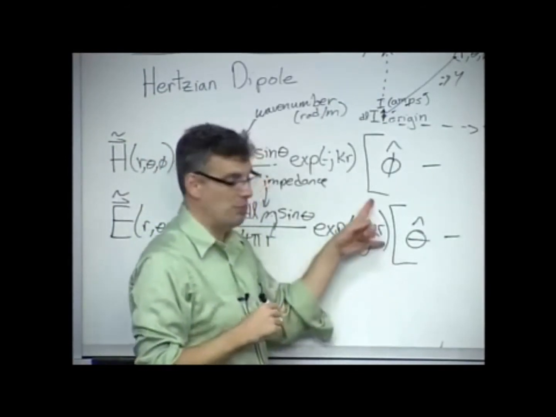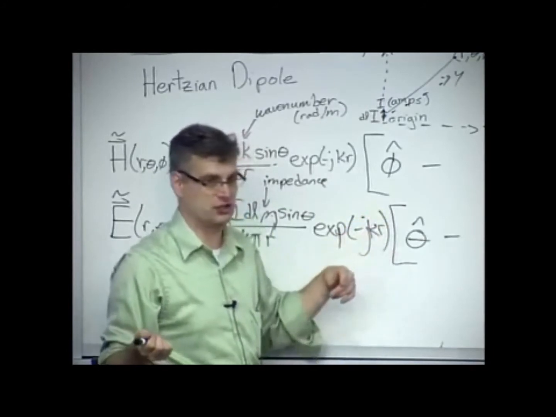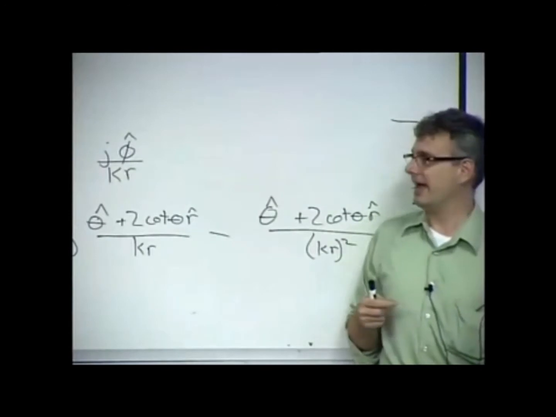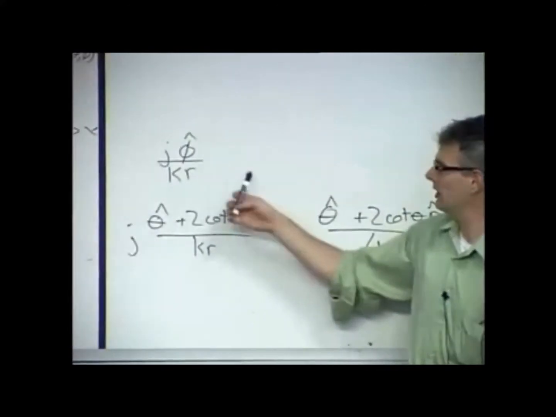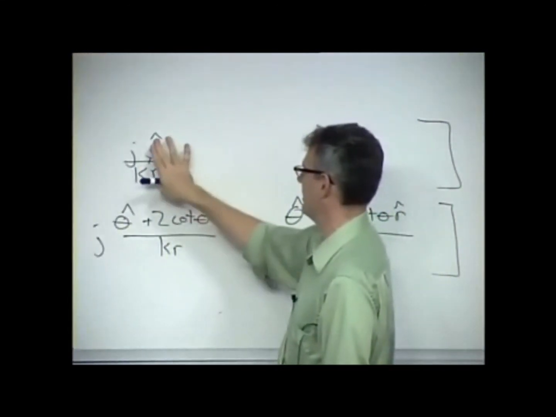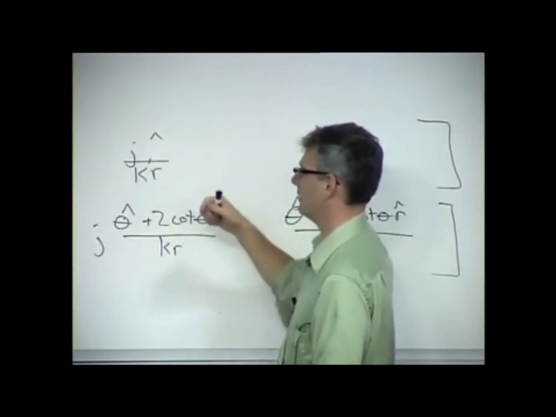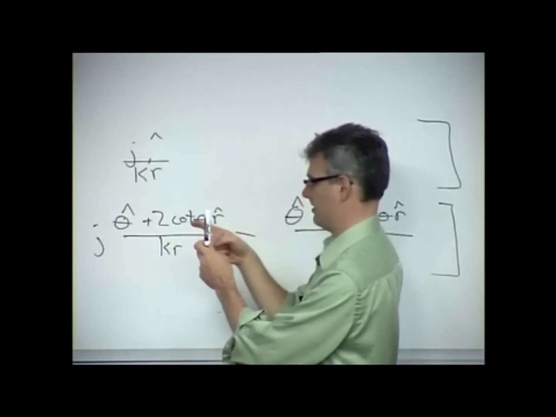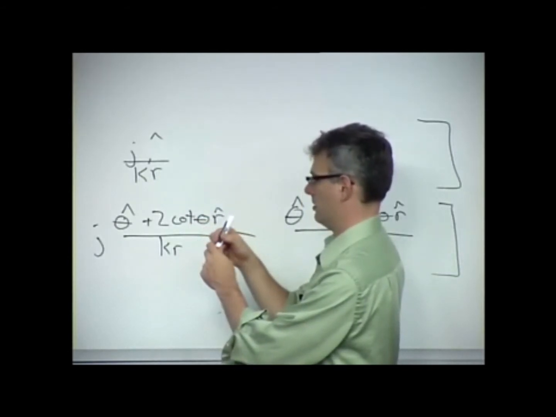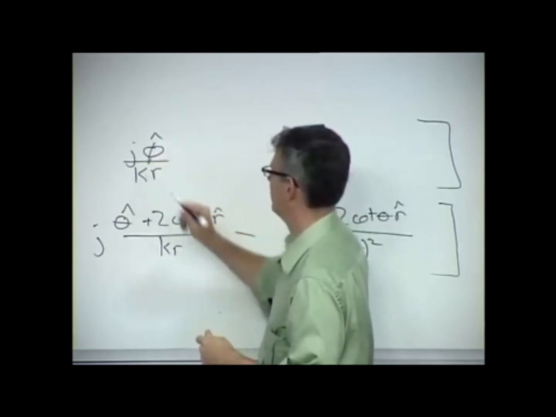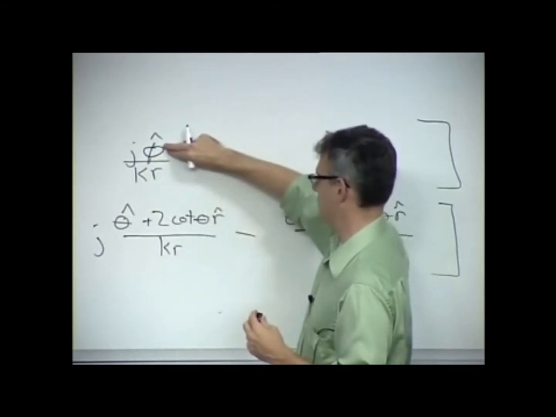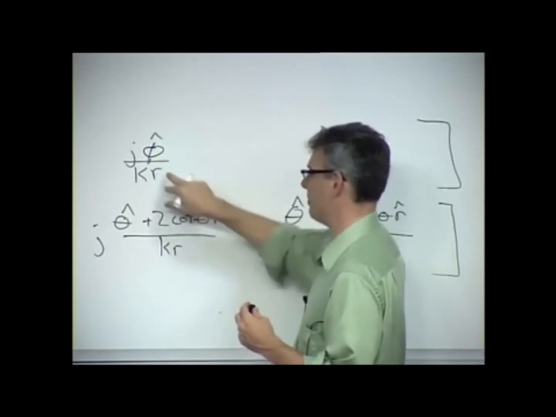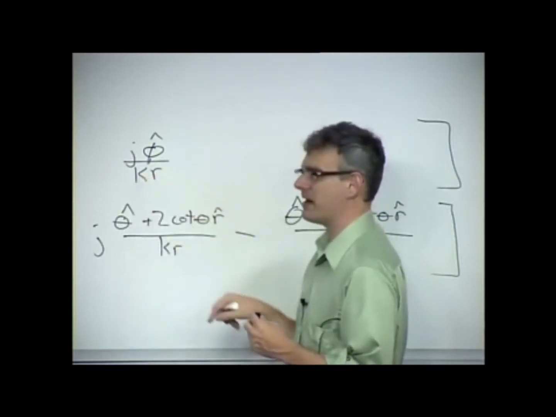Okay. But there are extra terms, of course. So now let's jump over to this board. And look what we have here. Here I've got a phi hat term and another theta hat term and an r hat term, and both of these are divided by kr.